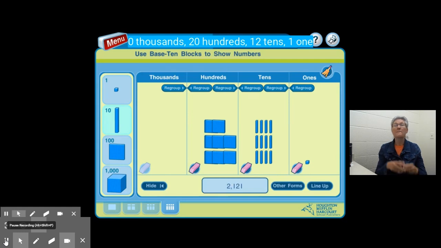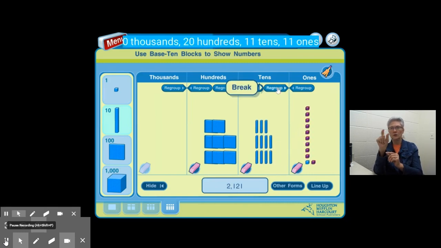Finally, I'll show one more way. However, there are many more ways that we can regroup these base 10 blocks here, but I'm going to regroup one of the tens into 10 ones. I took one of the tens and I regrouped it into 10 ones. So the 10 is still there, but it's no longer in the tens place value. It's now in the ones place value as 10 ones, plus the 1 that we already had in the ones place.